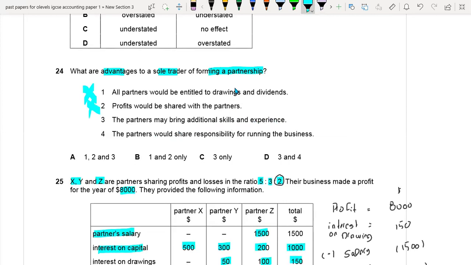Yes, this is the advantage of the partnership, because if there is only one sole trader, he will be having limited skills and limited experience. But now if there are more partners coming in, they will be coming with their own skills and expertise, and that would be beneficial for the business. So C is the right option. Fourth, the partners would share responsibility for running the business. Yes, again, this is very important, and this is the advantage of converting a sole trader business into a partnership. So it means that 3 and 4 is the right option. So D is the right option.